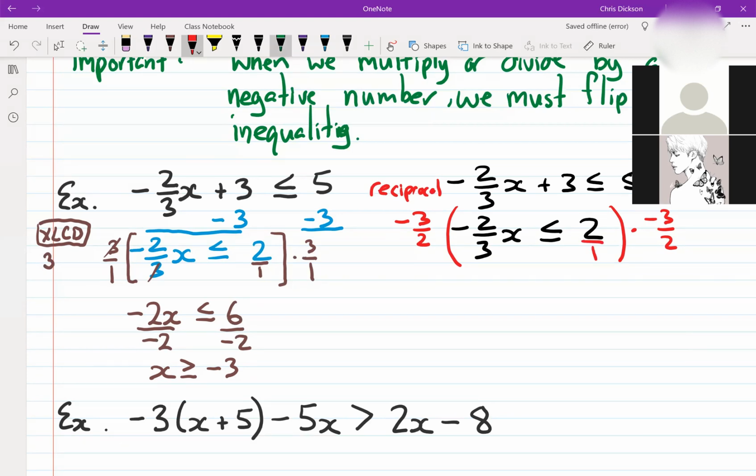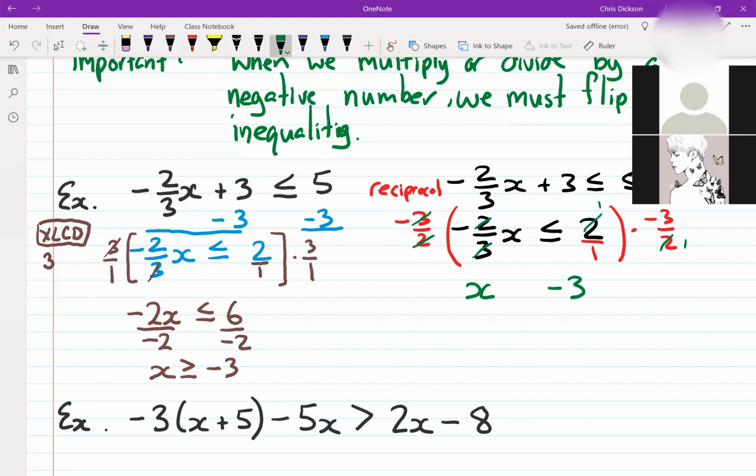So when I multiply 3 over 2 by 2 over 3, the 3's would cancel, the 2's would cancel. A negative times a negative is a positive, so I just have x. And then I would say I get 2 over 1 times negative 3 over 2. So the 2's would cancel. When we say cancel, I mean they're 1. And this would be negative 3 over 1, or negative 3.